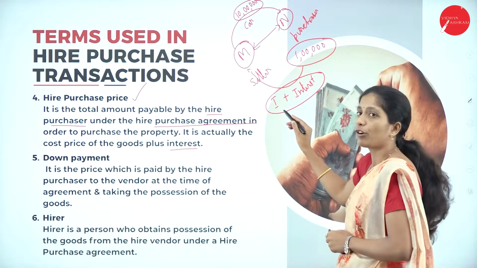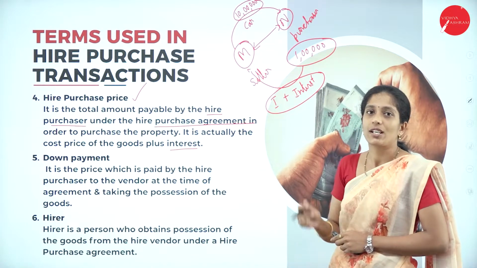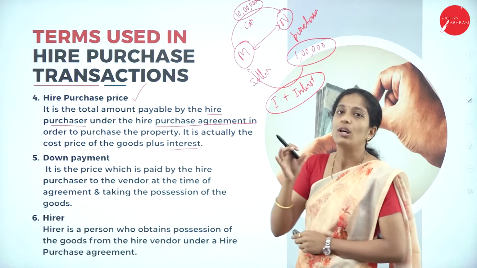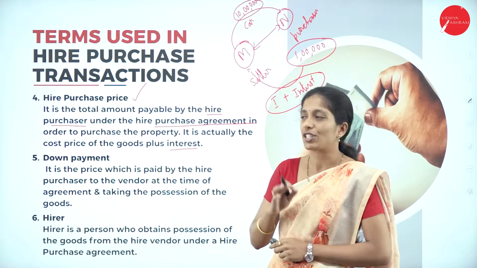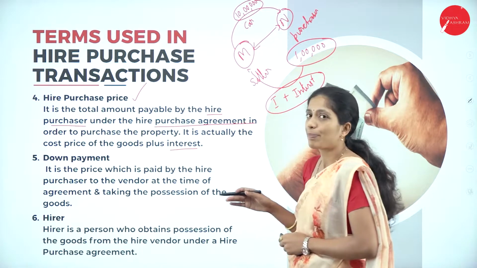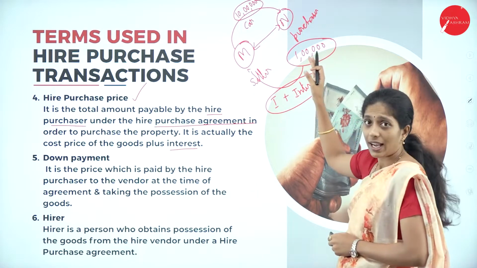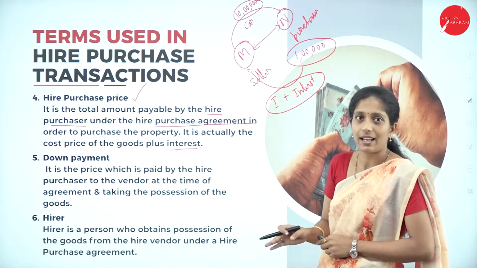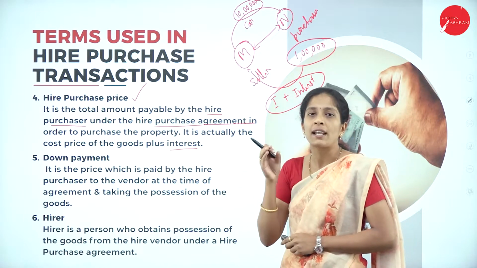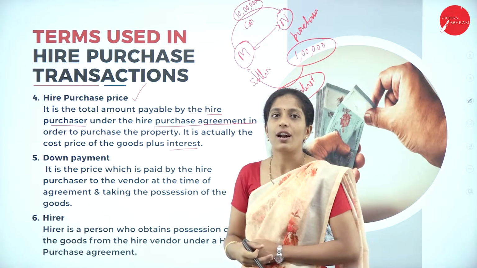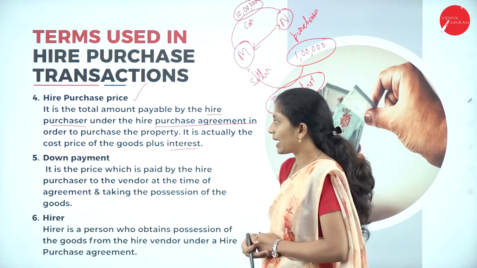The actual value of the car plus interest. So it includes interest also, that is known as what? Hire purchase price. It is the price which is paid by the hire purchaser to the hire seller, along with the installment amount plus interest, and it is called the hire purchase price.